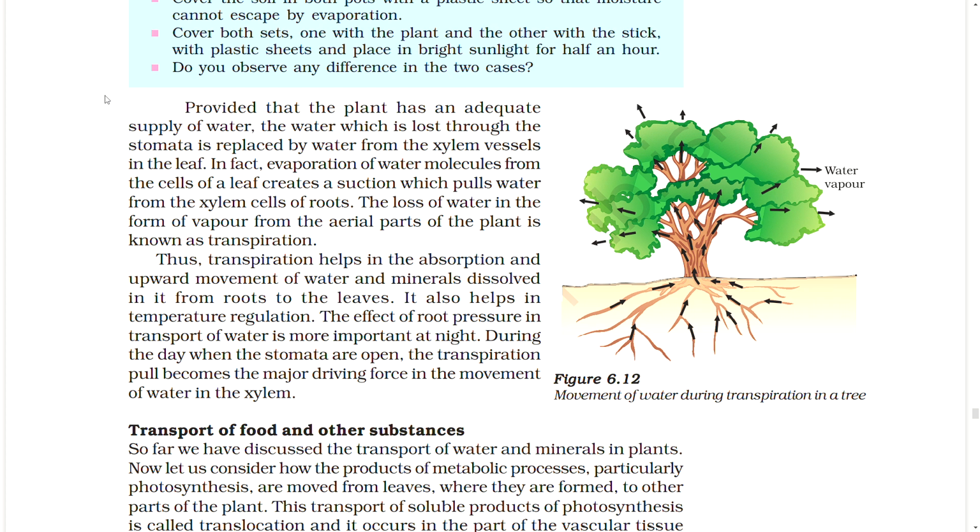Thus, transpiration helps in the absorption and upward movement of water and minerals dissolved in it from roots to the leaves. It also helps in temperature regulation. The effect of root pressure in the transport of water is more important at night. During the day, when the stomata are open, the transpiration pull becomes the major driving force in the movement of water in the xylem.